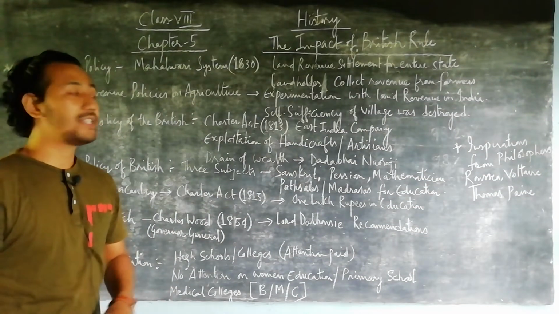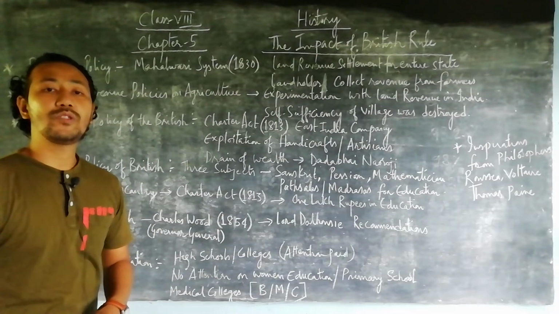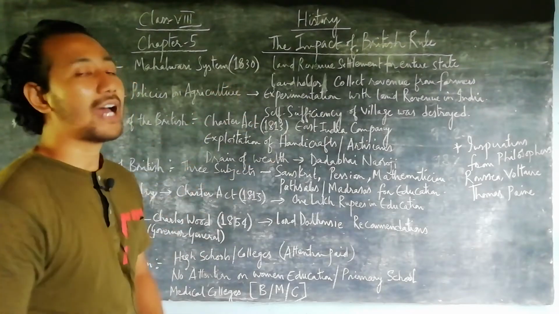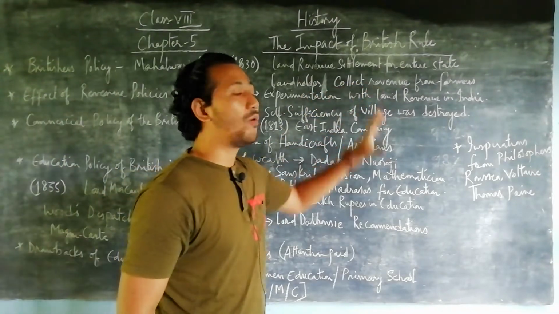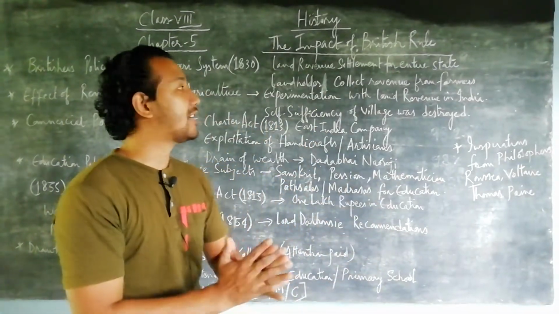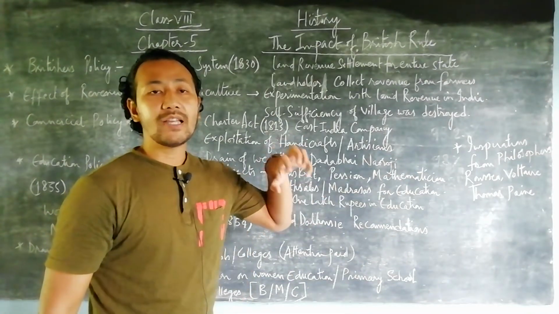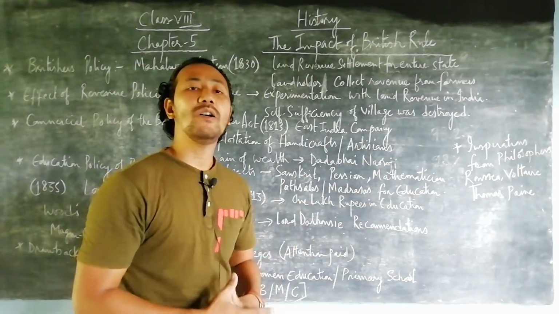One more policy is the Mahalwari system, which was established in the year 1830, focusing on how the land revenue settlement was for the entire state, where a landholder or any other village headman could collect the money from the farmer and hand it over to the Britishers.